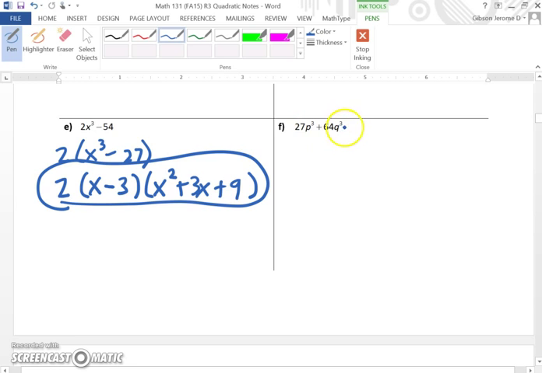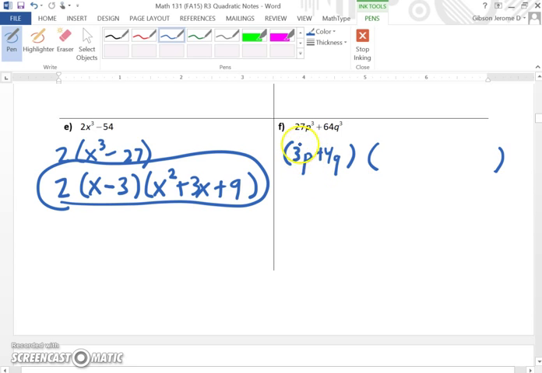27p cubed plus 64q to the third power. Let me see, 27 and 64, they have nothing in common. And p cubed and q cubed has nothing in common. So 27 is a perfect cube, and 64 is a perfect cube because 4 times 4 times 4. So we have the addition of 2 cubes. So the cube root of 27p cubed will give us 3p. The cube root of 64q to the third power will give us a positive 4q.